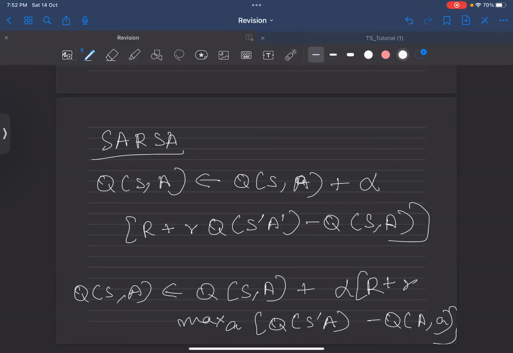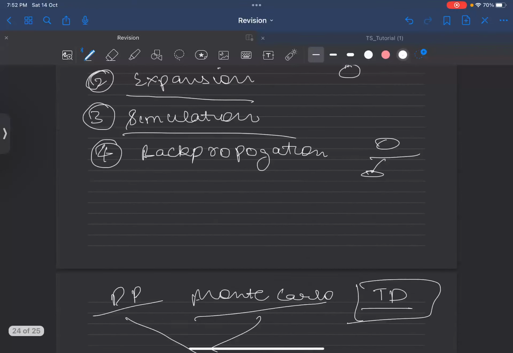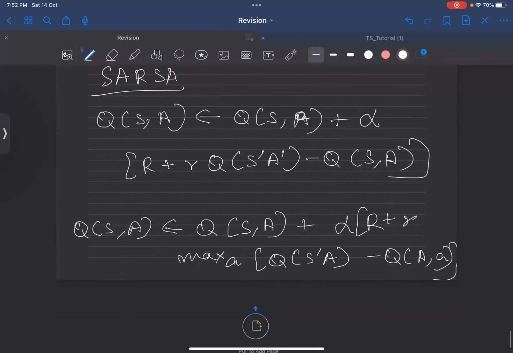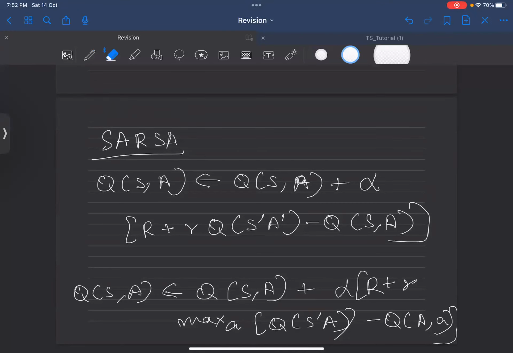But we see Q of S dash comma A dash in both the equations, correct? Can you see that max thing? This max is for only Q of S dash, A dash, not the whole bracket. Wait a second. Yes, you are correct. It is for only this.